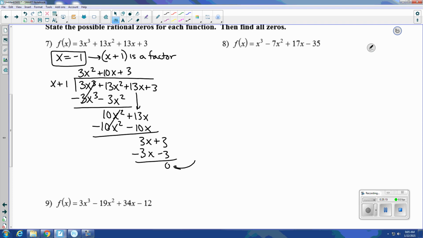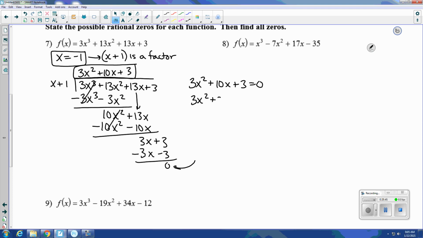Now, here's our quotient. We can take that quadratic and solve that to find our remaining two zeros. In this problem, this quadratic can be factored, so I'm going to do that. If you didn't recognize that it's factorable, then you can just use the quadratic formula. So let's do the split the middle. 3 times 3 is 9. What multiplies to 9 and adds to 10? It would be 9 and 1.